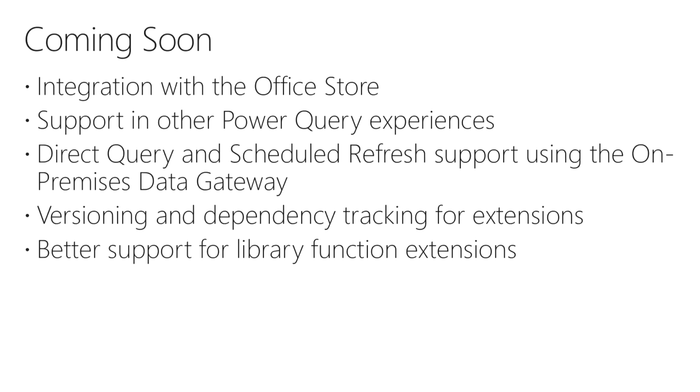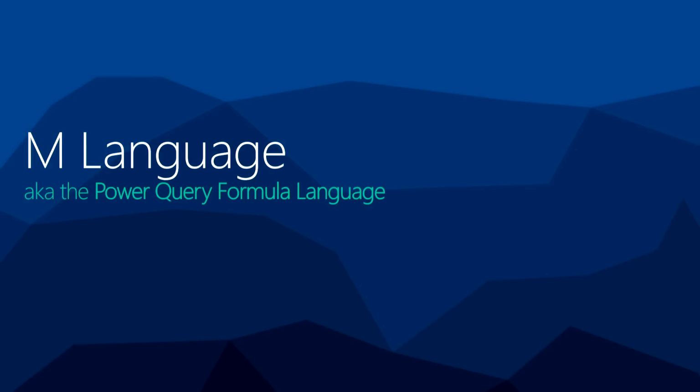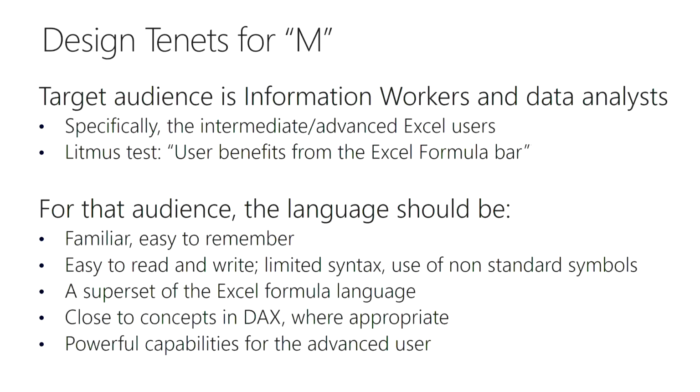So automatic tracking. Same at the gateway. You go to refresh something, and the gateway will automatically download all the extensions it needs from the Office Store. Make sense? Great, so let's go over the M language really fast, and then I will go into my demo.